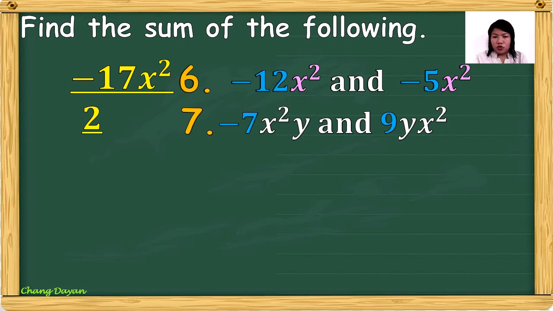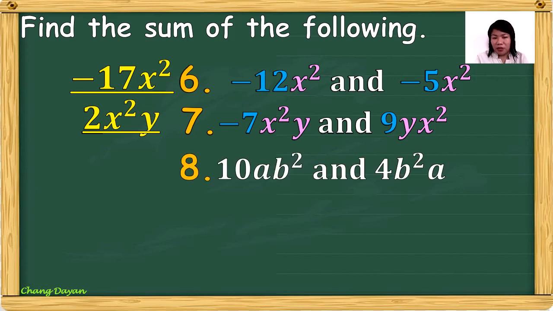2. Sundin natin ang sign ng may mataas na absolute value, and that is 9. It's just like 9 minus 7. Then, just copy the literal coefficient, x squared y. Ibig sabihin, negative 7 x squared y plus 9y x squared is 2x squared y. So, dito nauna ang x kaysa sa y. Sinusunod natin ang alphabet.